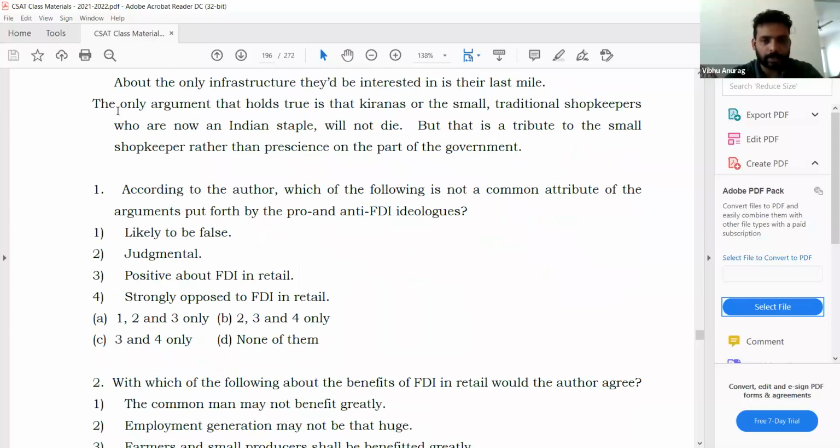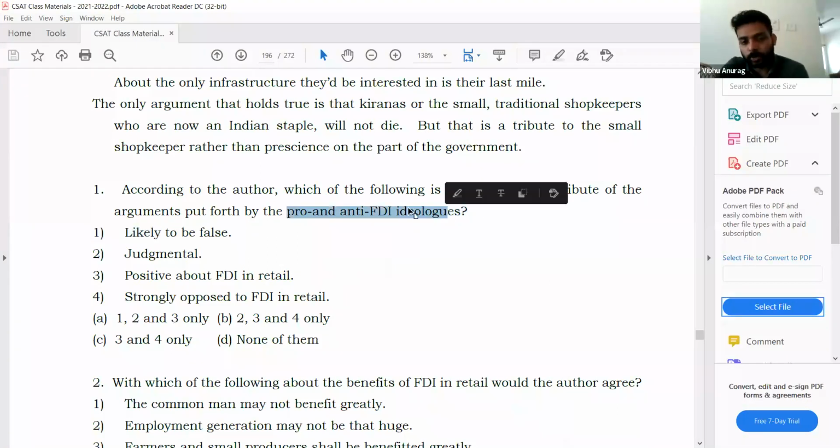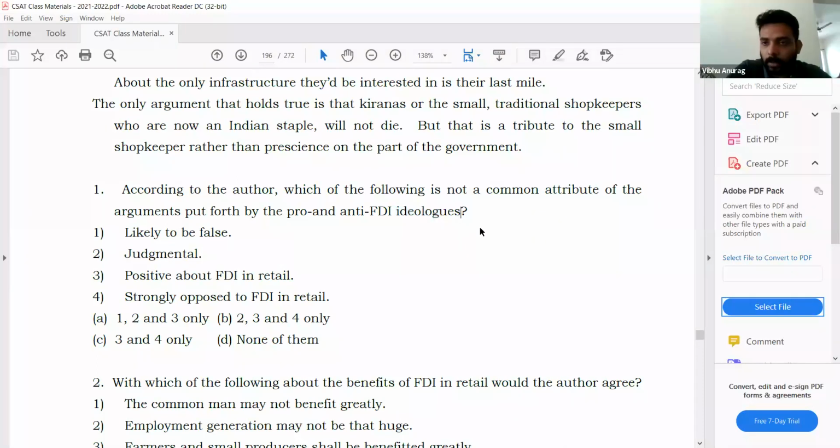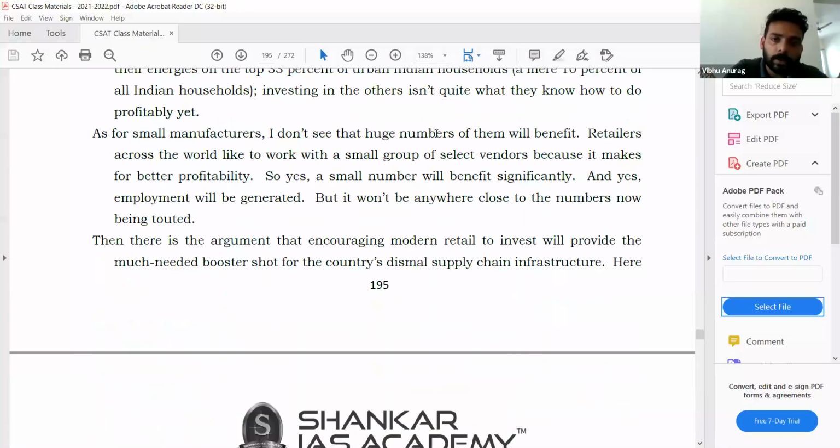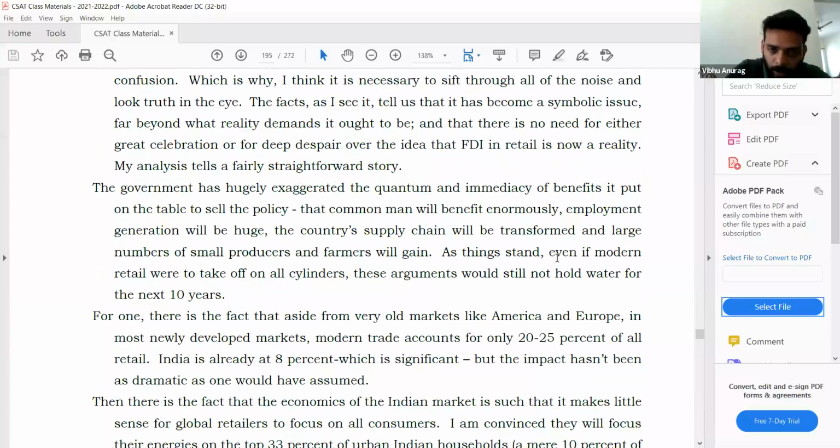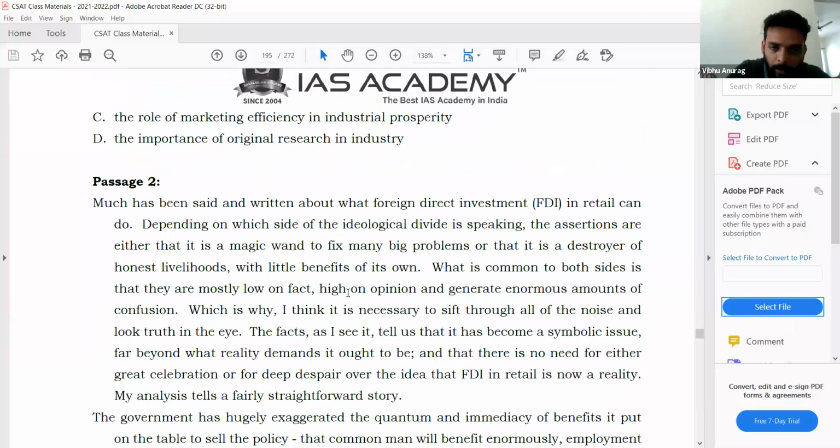Okay. Now see the question. Number 1. According to the author, which of the following is not a common attribute of the arguments put forth by the pro and anti-FDI ideologues? An ideologue is a person who believes in an ideology. So what is not a common attribute of the arguments? If you see over here, what are the common attributes? Common is that they are low on fact, high on opinion, and generate a lot of confusion. These are the common things. So everything else is uncommon.